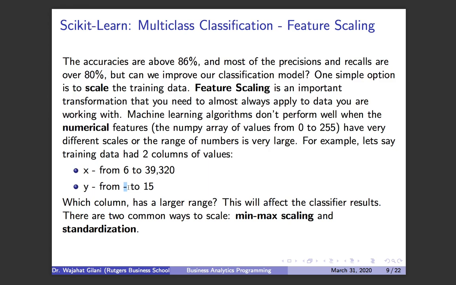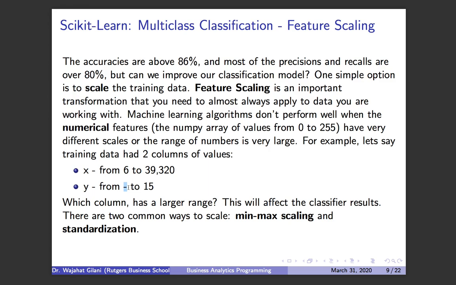Now, which one has a smaller, concise range? Y does. Which one has a bigger range? X, right? This is going to affect our classifier results. We need to rejigger those numbers so that we have a smaller range of values.